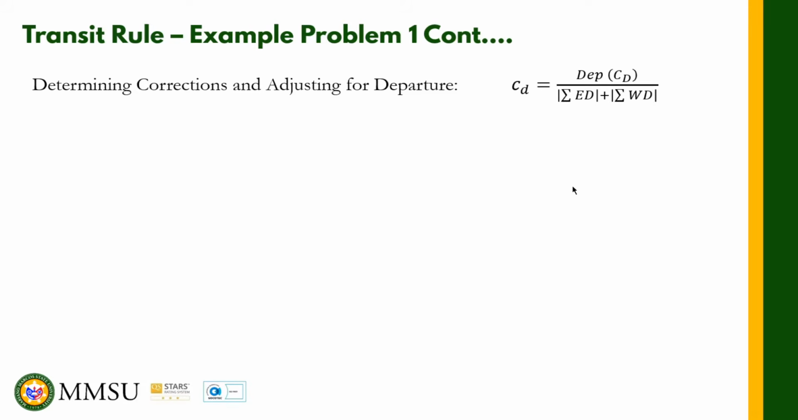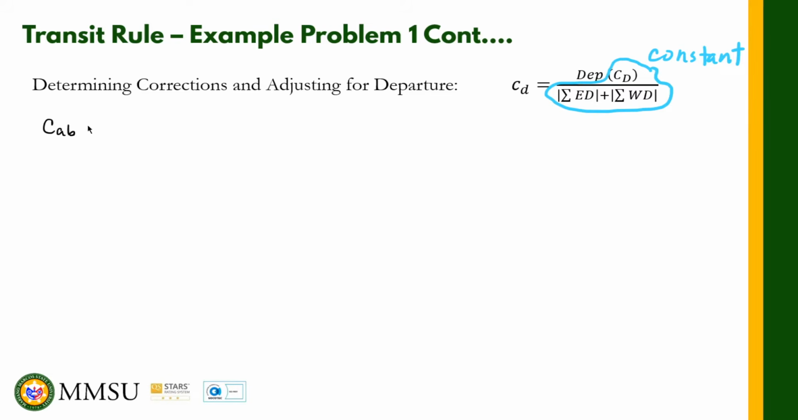Okay? So, just like in the latitude, here C sub D divided by the summation of ED plus the summation of WD is constant. Okay, so you can solve that one immediately and store it somewhere in your calculator. Say B, C, or D. Store that so that this is what we will just multiply to the departure of each course. Okay, so let us start with the departure of AB. Okay, so the departure of AB, I mean the correction at AB, I'm sorry.